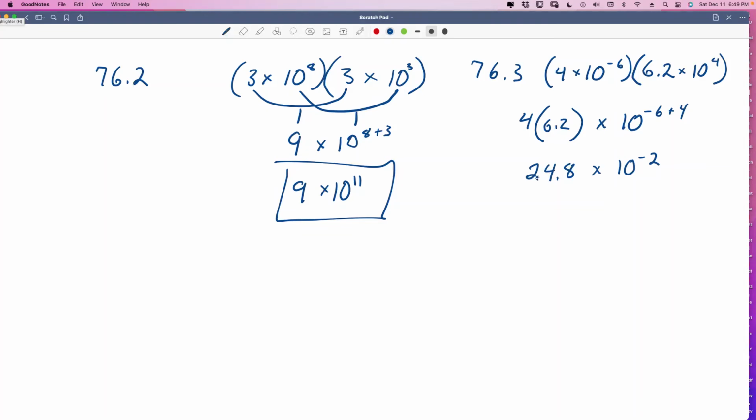However, now we have a tens place. We don't ever want to have more than a ones place in scientific notation. So we move this over to the left, and we move to the left in scientific notation. It's the opposite of the number line. So on the number line, if you move to the left, it's negative. But in scientific notation, when you move to the left, it is positive. So that'd be plus 1. So this would be 2.48 times 10 to the negative 1. All right, and that would be your answer.